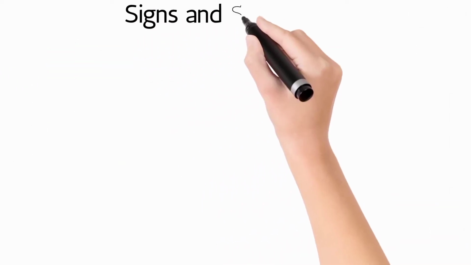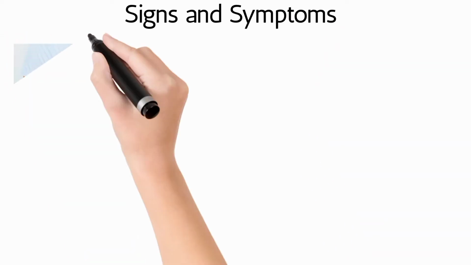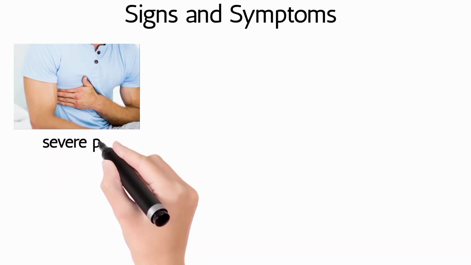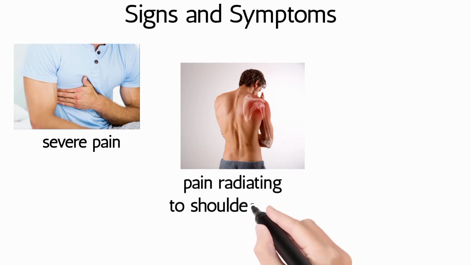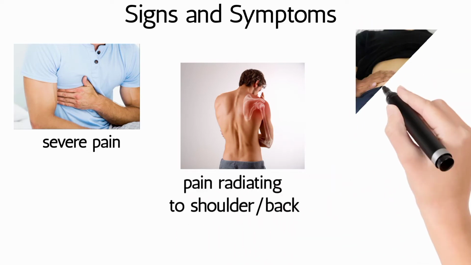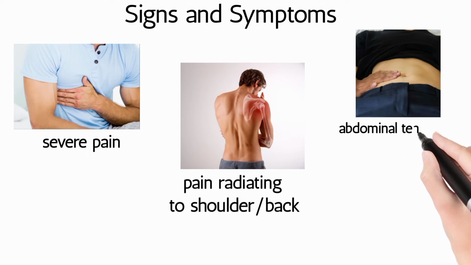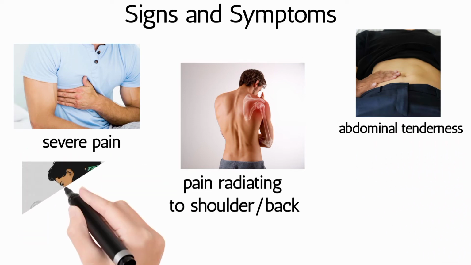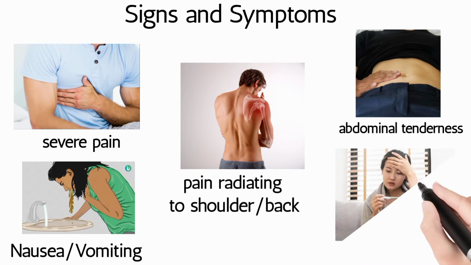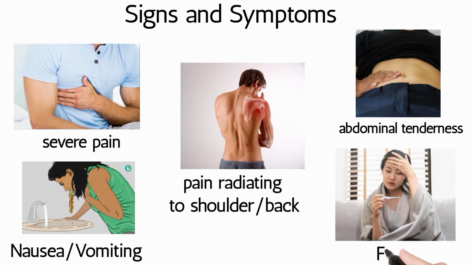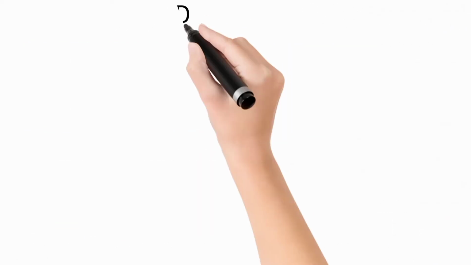Signs and symptoms of cholecystitis may include severe pain in your upper right or center abdomen, pain that spreads to your right shoulder or back, tenderness over your abdomen when it's touched, nausea, vomiting, and some fever. These symptoms often occur after a meal, particularly a large or fatty one.